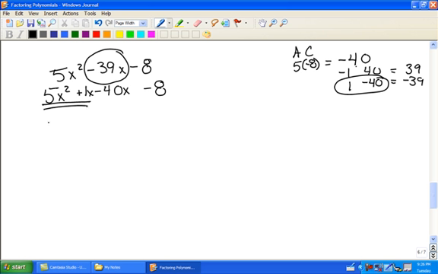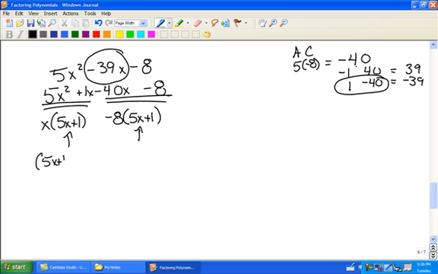The first two terms have an x in common, leaving me with a 5x plus 1. The second two terms have a negative 8 in common. If we factor out a negative 8, we will also be left with 5x plus 1. Here again, we'll see that we have a common factor in the parentheses of the 5x plus 1, so we can factor the 5x plus 1 out, leaving us with just x minus 8. I hope this review has helped you.